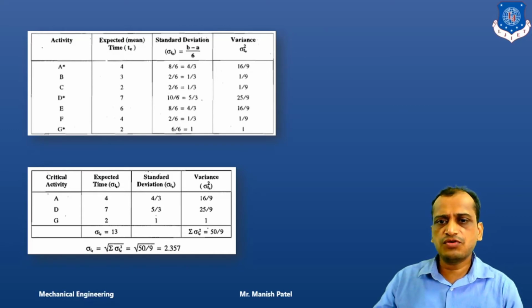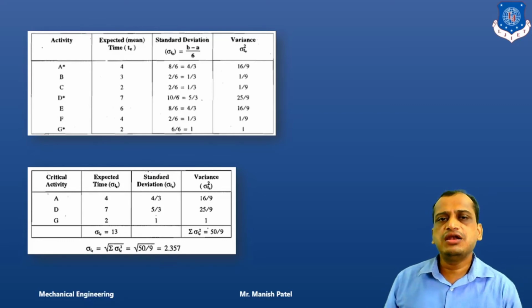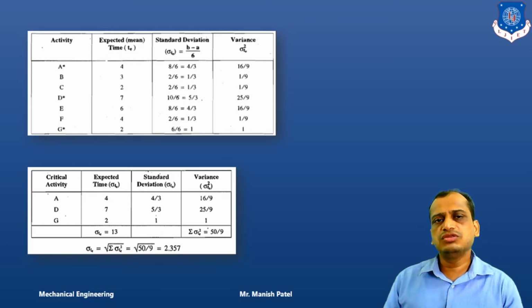So here the variance for them is 16 by 9, 25 by 9 and 1. Now, if you do the summation of these, you will get 50 by 9. If you do the square root, you will get the standard deviation of critical activities, which is 2.357, found on the critical path. Clear? So in this way you can find out the standard deviation.